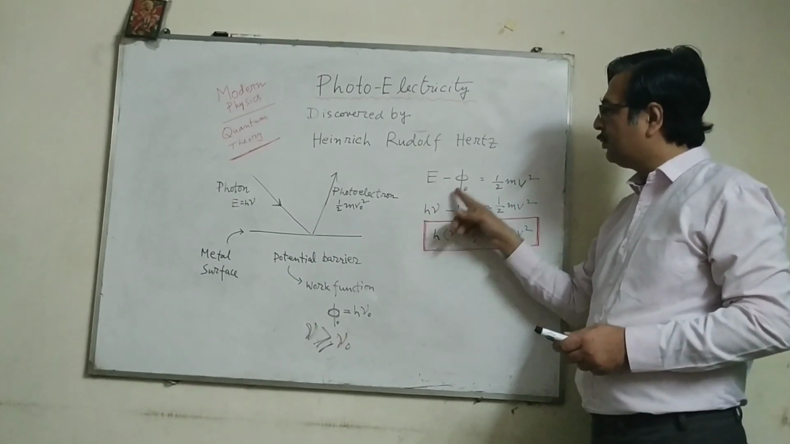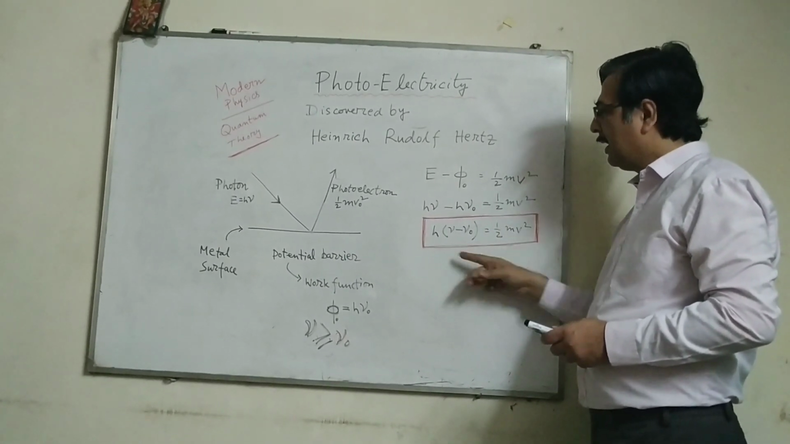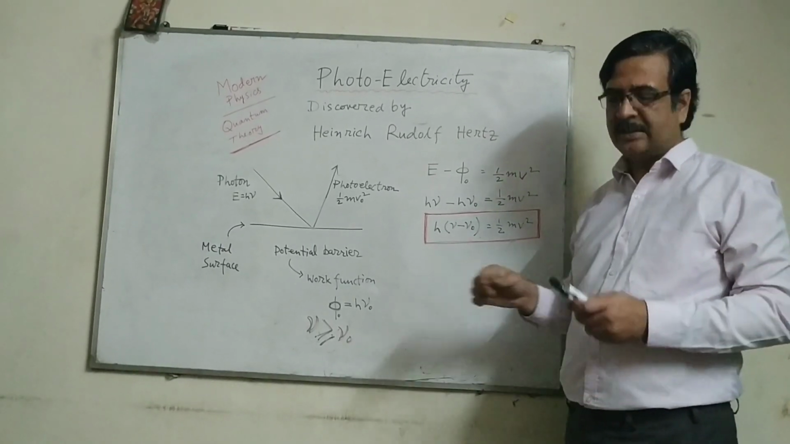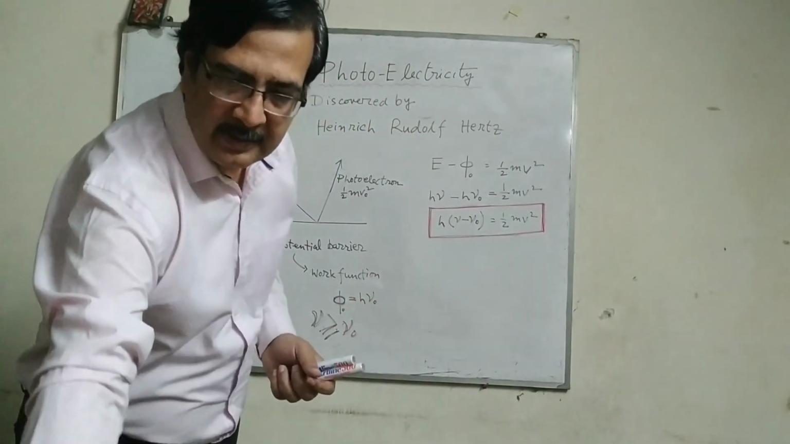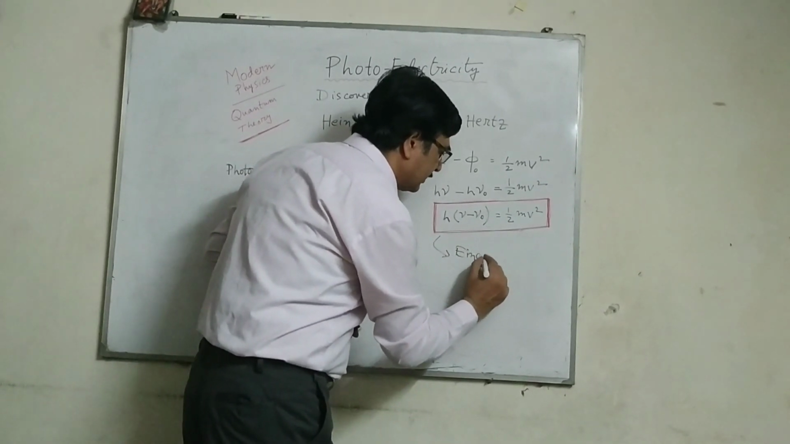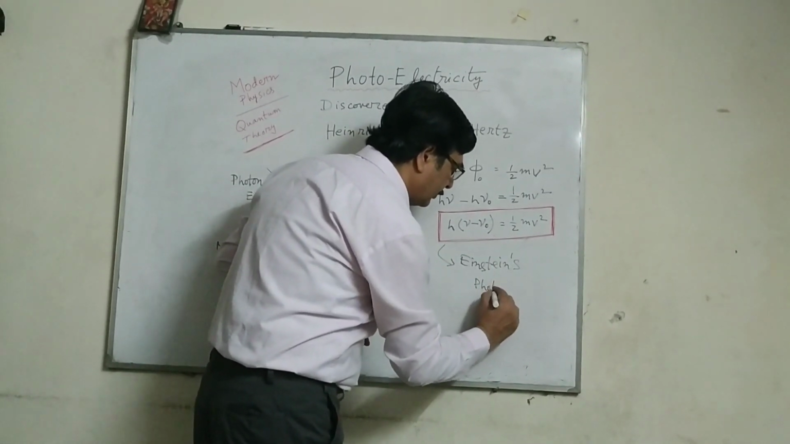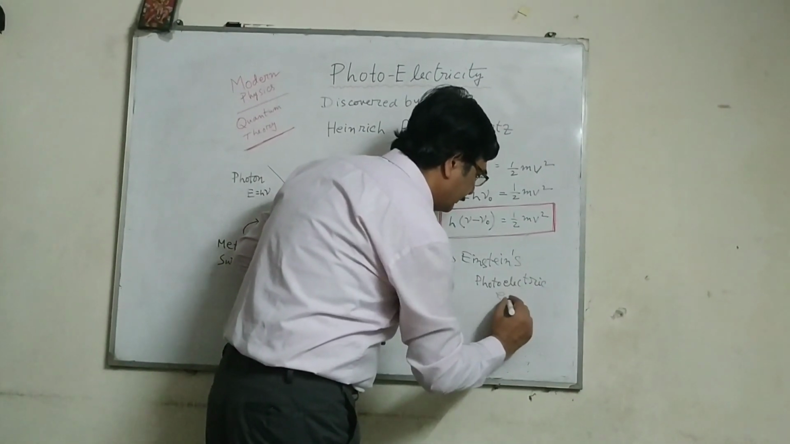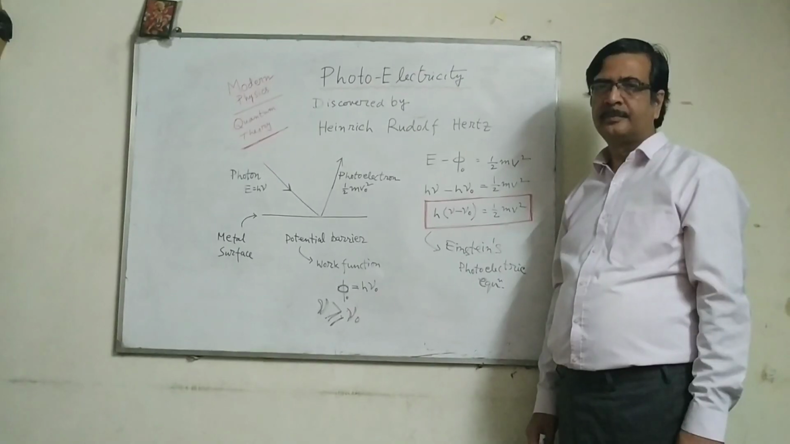Now E is equal to h nu and phi naught is equal to h nu naught, so this difference is equal to half m v square. So h times nu minus nu naught is equal to half m v square. This is Einstein's famous photoelectric equation.